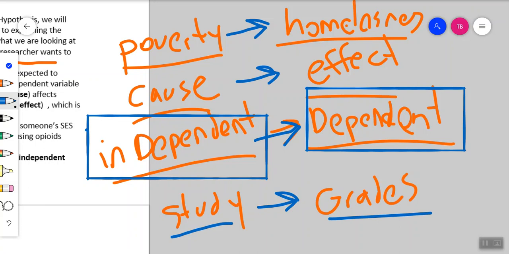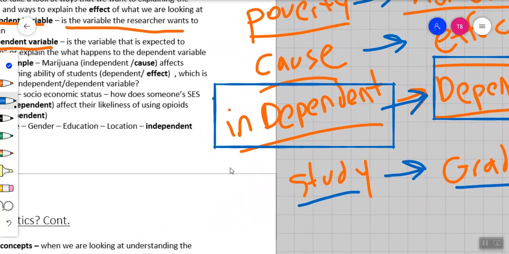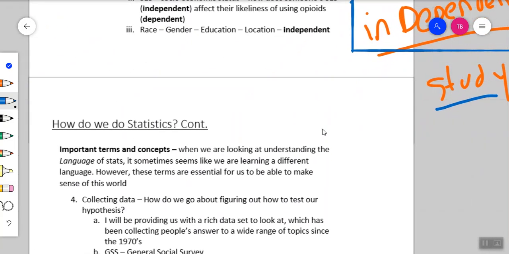So when you're speaking an idea out loud between two things and how they're related to each other, the one causing the other to happen is the independent, and the one being caused to happen is the dependent variable. Okay. So we'll also be going over that in the next few, kind of throughout the semester.